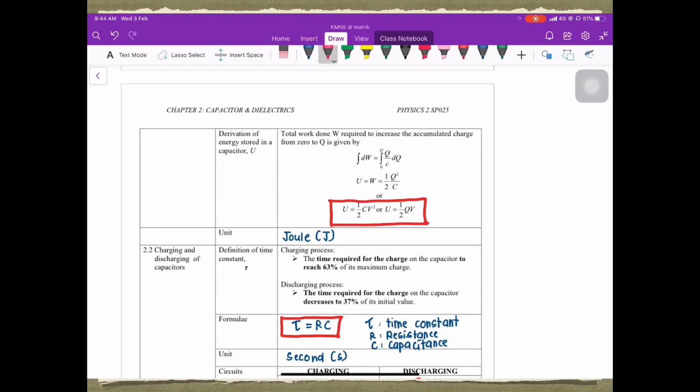Next, we need to calculate the energy stored in a capacitor. So the symbol is U. Normally we know that the energy unit is joule. And this is the equation to calculate energy in a capacitor: U equal to half CV squared, or U equal to half QV, and the unit is joule.